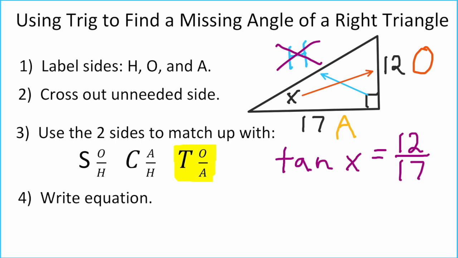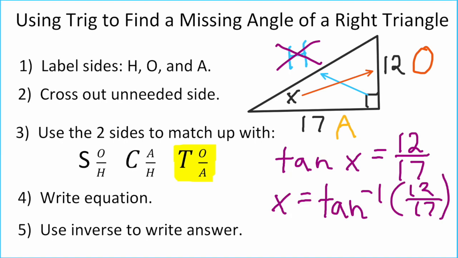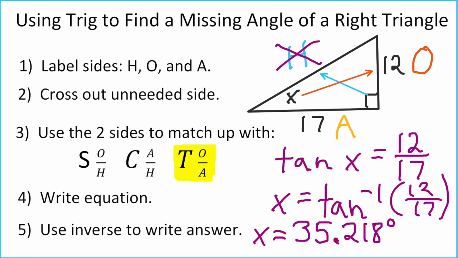Now we can just take this and write the exact answer, but it's using the inverse to write the answer. So x is equal to the inverse tangent of 12 over 17. Now you can also find the exact degrees on your calculator. And when you do that, you get 35.218 degrees. And now we'll take a look at how you use the calculator to do that.